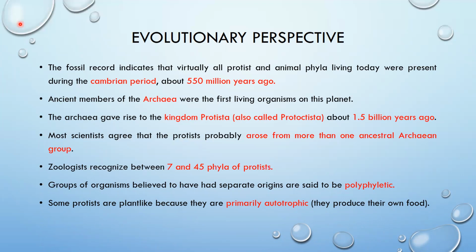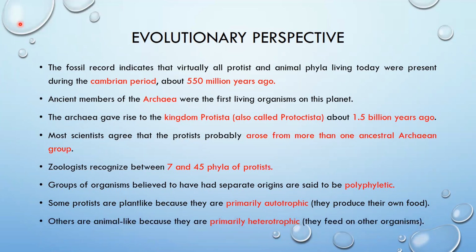Some protists are plant-like because they are primarily autotrophic. They can produce their own food by the process of photosynthesis. But others are animal-like because they are heterotrophic and they cannot synthesize their own food. They are dependent on food from other organisms.